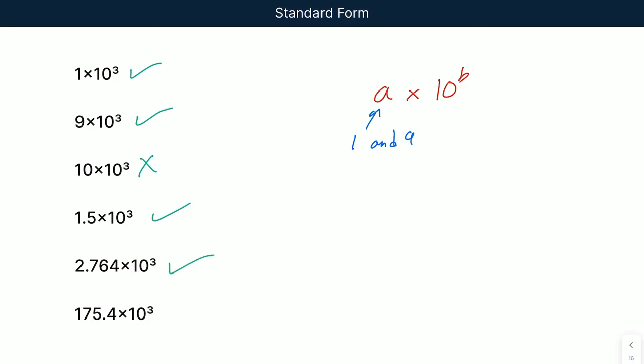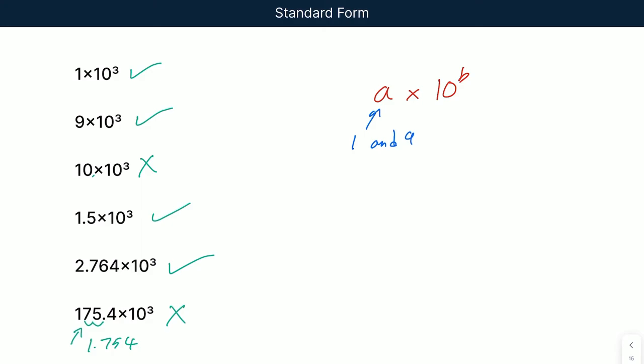That's fine as well. But this one isn't because this number here is not between 1 and 9. Okay. And how do we turn these into standard form? So, for example, this one here. Now, to turn this into standard form, you need to hop the decimal twice, and then it becomes 1.754. Okay, so that's the whole idea behind how you turn something into standard form.